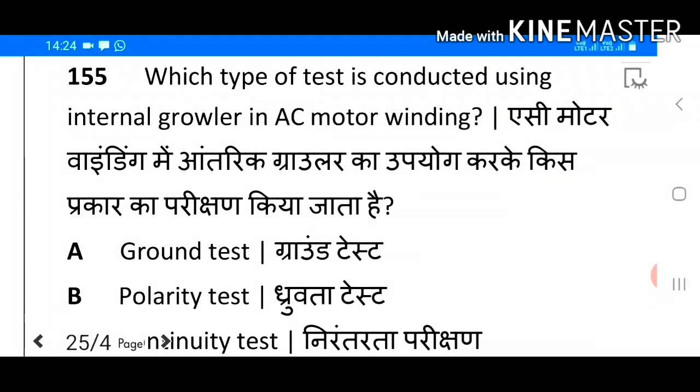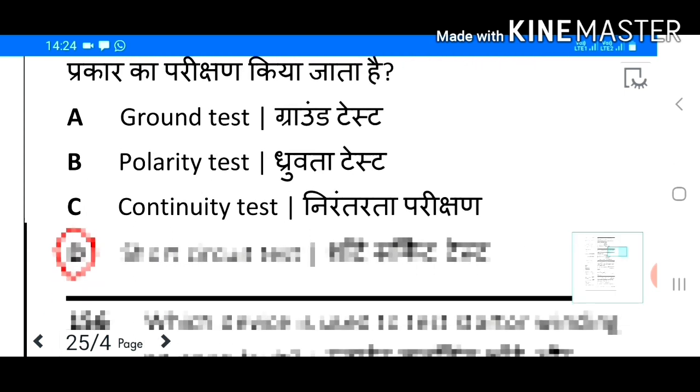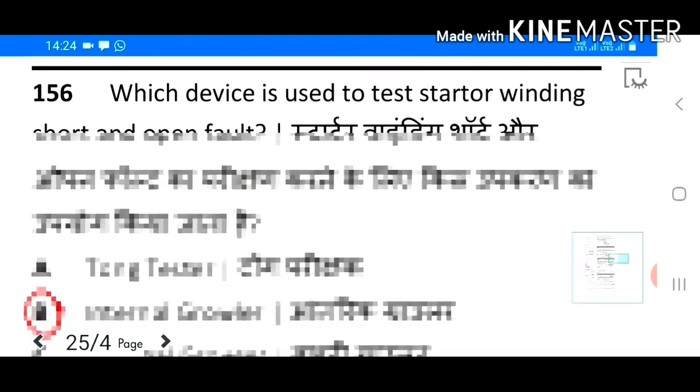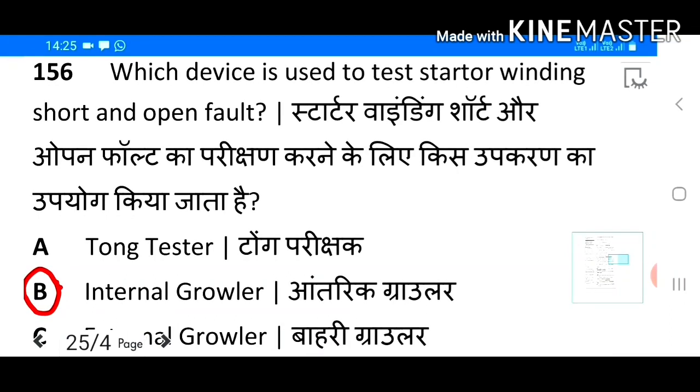155. Which type of test is conducted using internal growler in AC motor winding? Answer D. Short circuit test. 156. Which device is used to test starter winding short and open fault? Answer B. Internal growler.